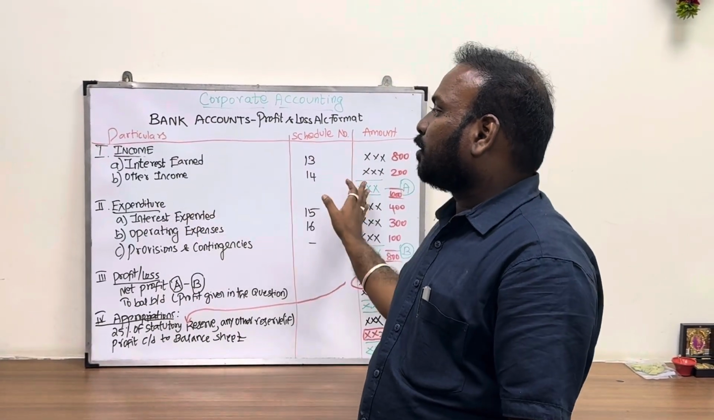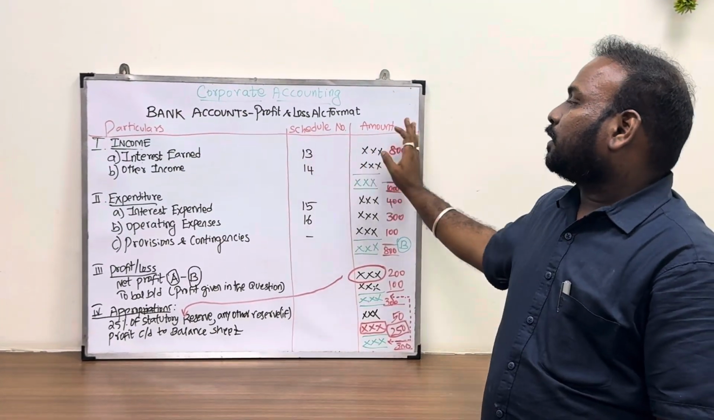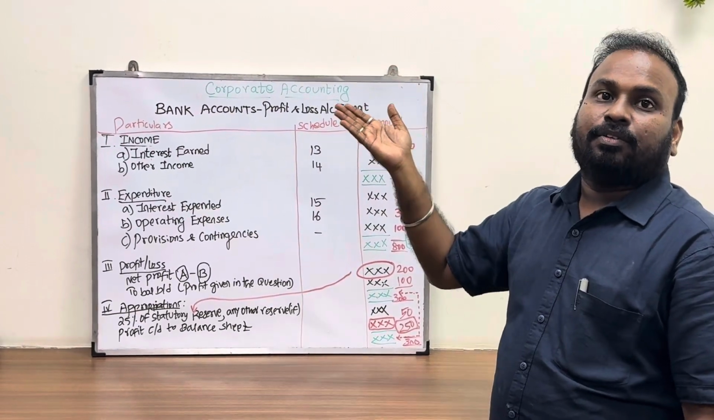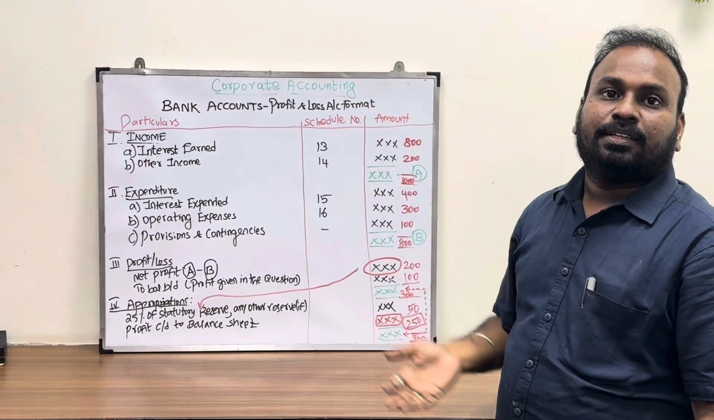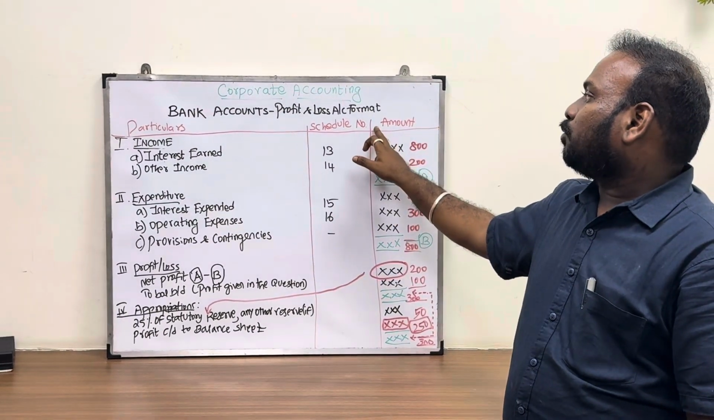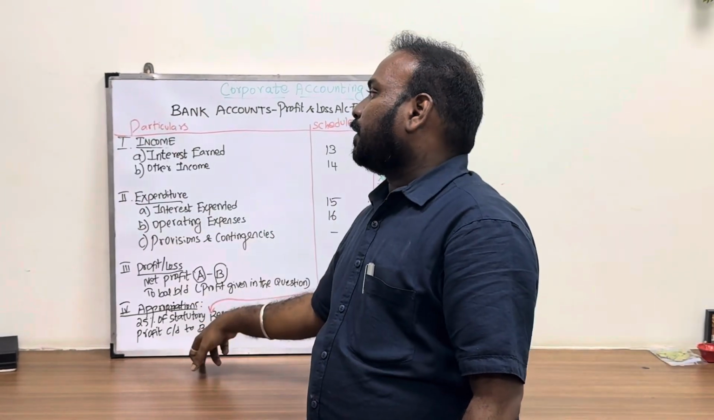Before that, draw three columns. The first column is particulars, the second column is schedule number, the third column is amount. Instead of amount, you can also write the year ending. For example, if the accounts are closed on 31st March 2020, instead of amount you can write 31/3/2020. Now let us see the format elaborately.